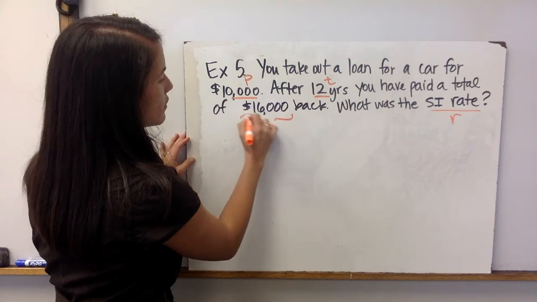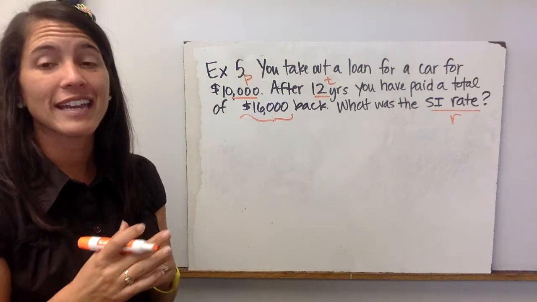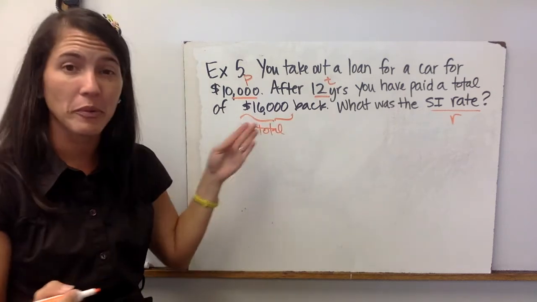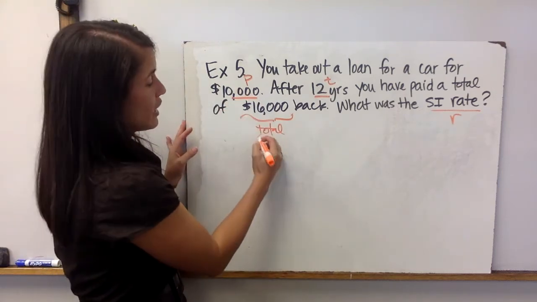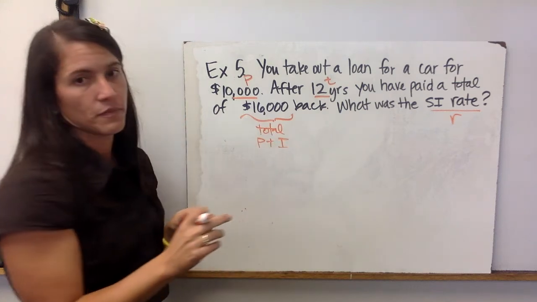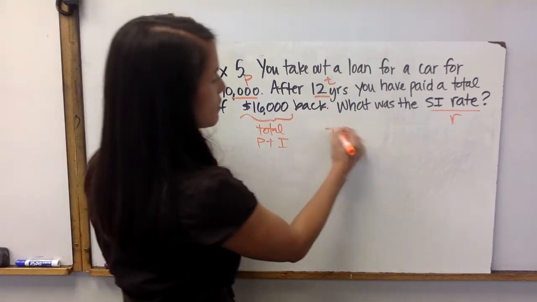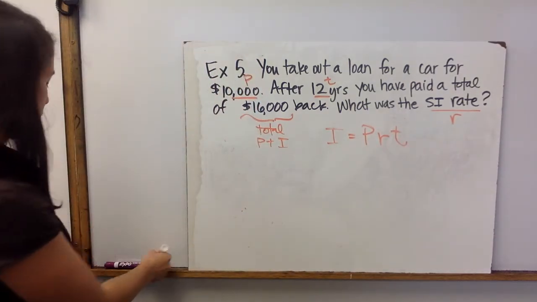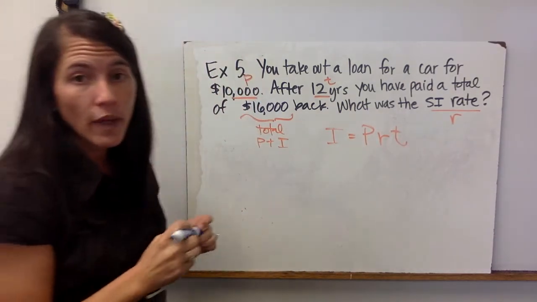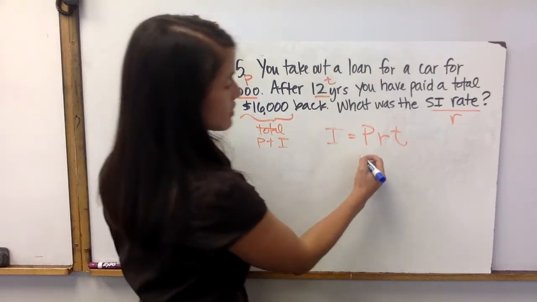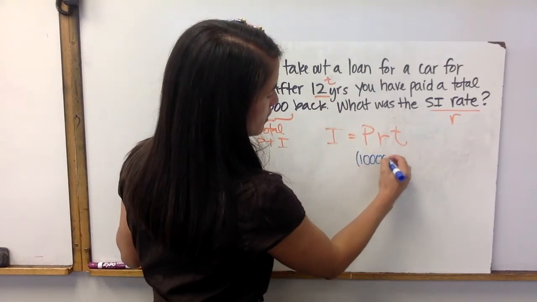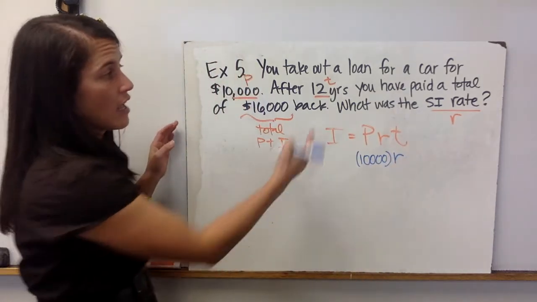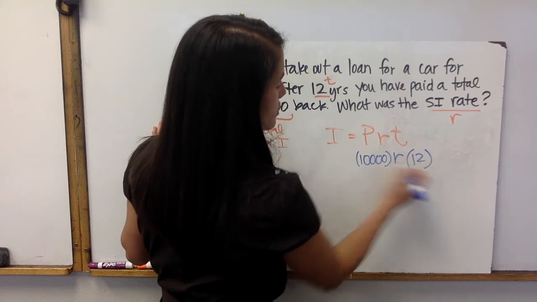Now this number, we've paid a total of $16,000. This is our total that we've paid back. And remember we talked about it earlier. Your total is your principal plus your interest. So if I want to put it into my formula so I can solve an equation, let's put in what we know. We know that the principal, the amount we borrowed, was $10,000. We don't know the rate, so that's our variable.